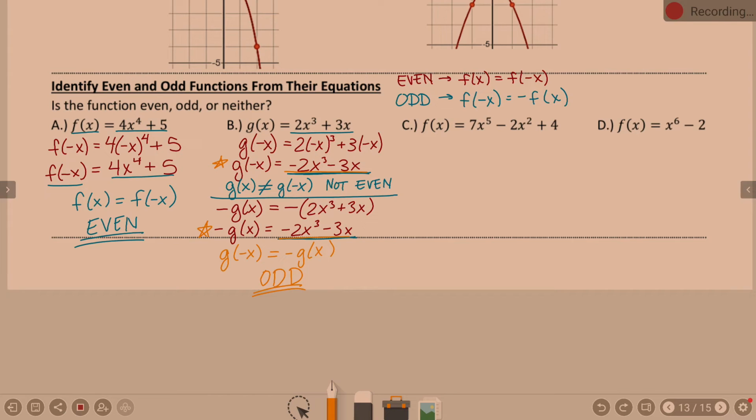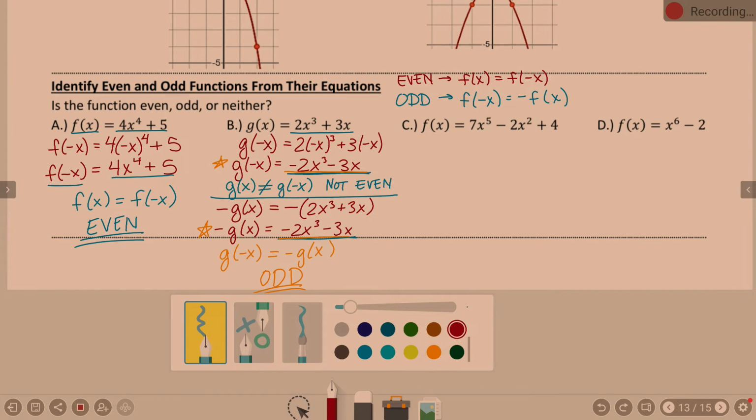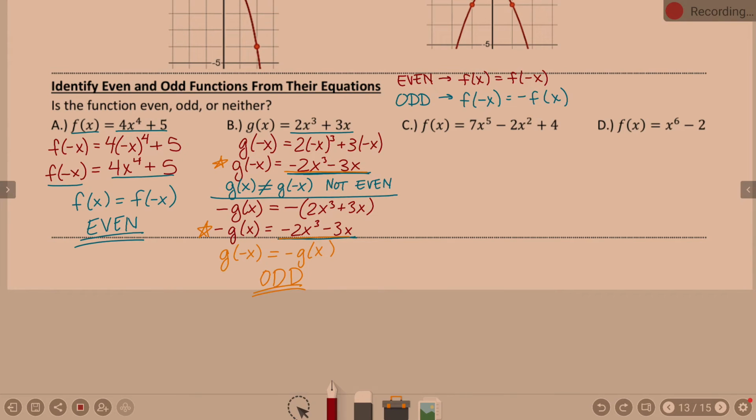Ready to try C? I'm always going to go in the same order. Because since even uses the original and f of negative x, that's the easiest thing to test for. And then odd uses that same f of negative x and a new one. So that's why I always go in this order.